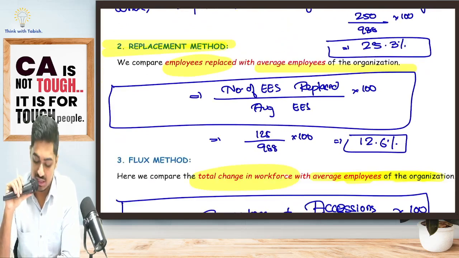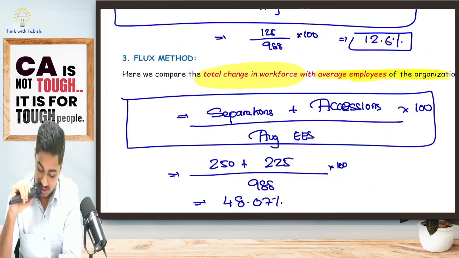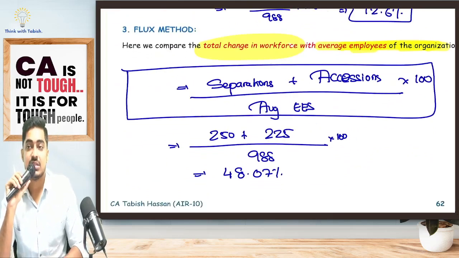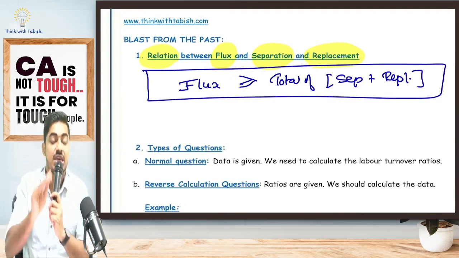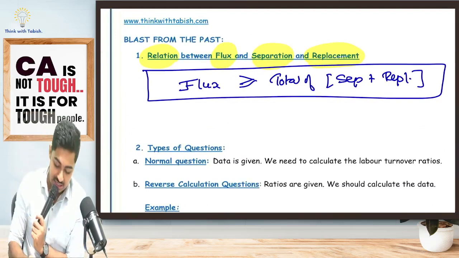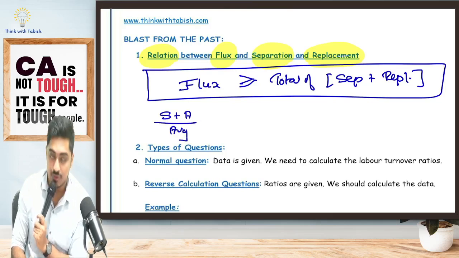Sum, 37.9 something. Look at flux, how much are you getting? 48. Yes or no, everyone? Perfect. Sir, how is it coming, sir? Simple logic. Look at this. In flux, what all is there? Sir, in flux, separation is also there, sir. Accession is also there. Divided by average number of employees.